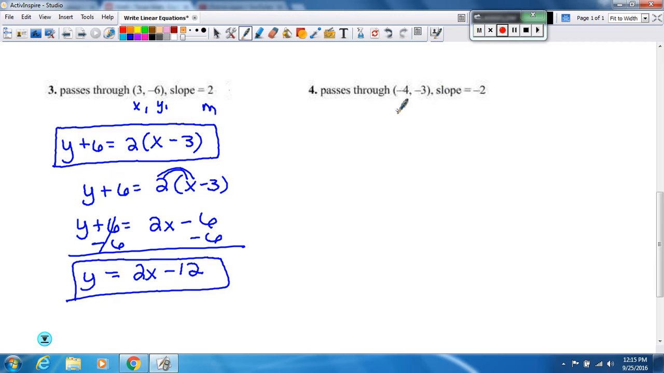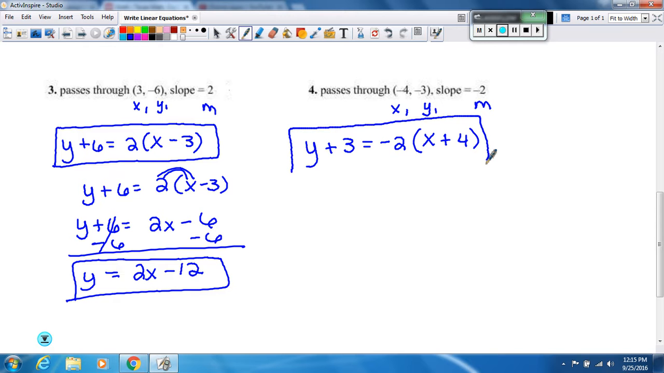Next one, we have x sub 1, y sub 1, and the slope. So y and the opposite of the y they gave you, the opposite of negative 3 is positive 3, equals your slope, which is negative 2. And then you have x, and the opposite of the x they gave you, the opposite of negative 4 is positive 4. So that's the point-slope form. I'm going to use that to get my slope-intercept form.